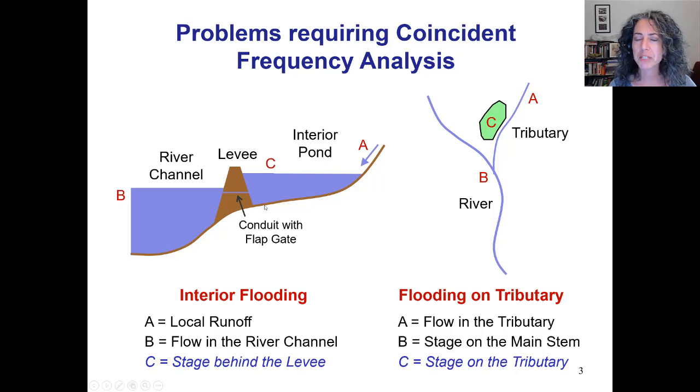And maybe we've got some pumps here that we want to design for getting water into the channel in those situations. So here, the variable that we're interested in, variable C, is going to be the stage in the pond behind the levee. And that's going to be influenced both by flow from the interior and also by flow or stage in the channel. The problem on the right is a tributary flooding problem where we have some damage area on a tributary near a main stem, and the stage at the tributary is of interest, and that's going to be influenced by both the flow on the tributary and the flow or stage in the main stem.